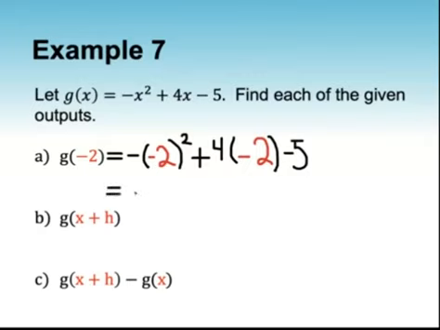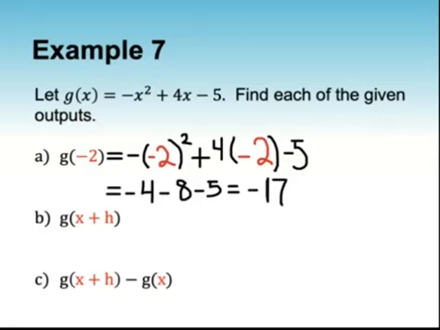That's going to equal, well, we have order of operations. We're going to take care of what's in the parentheses first and then exponents, PEMDAS, right? So inside the parentheses, we have a negative 2 and we're squaring it. So that's going to become positive 4 and we have a negative in front of that. And then for our next part, we have 4 times negative 2, that's minus 8. Then we have minus 5. That equals negative 4 plus negative 8 and negative 5, which is going to give us negative 17. So that's our answer.